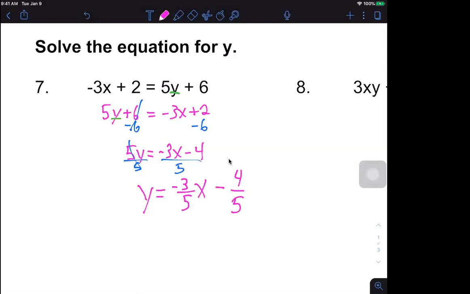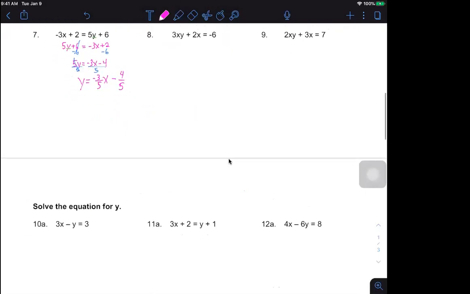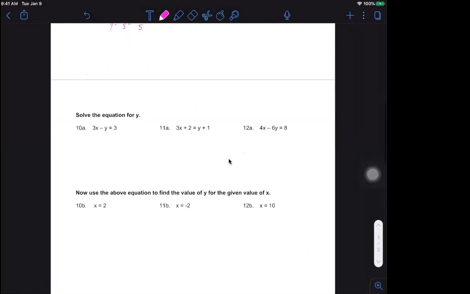I have one more I want to look at with you from the homework. And that's number 10. If you notice, 10 has 2 parts. It has a 10a and a 10b. 10a says solve the equation for y. And then now 10b says we're going to plug in. So these are like the examples we looked at in our notes packet, where we solve first and then plug in. You have to very carefully look at the wording for what's being asked, especially when we take the quiz on Friday.